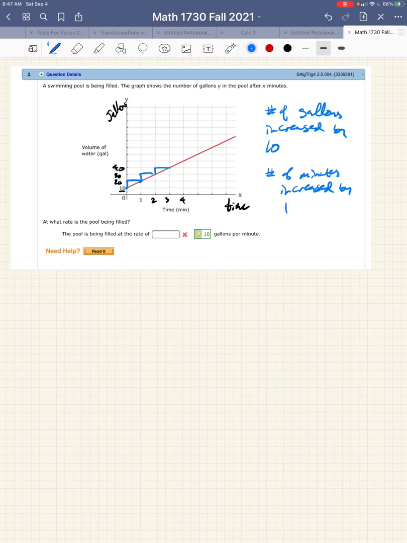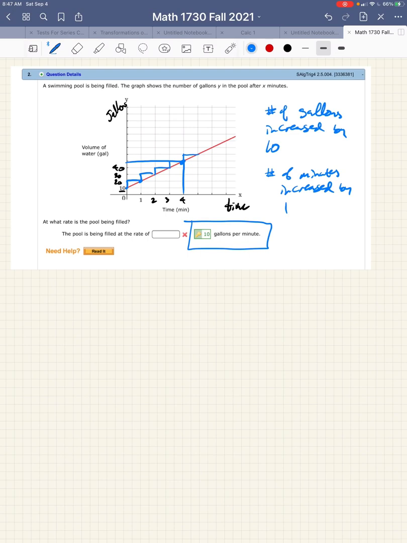when I go up by 10 and to the right by 1, I hit the graph again where it meets these grid lines. And each vertical grid line is 10 gallons and each horizontal grid line is 1 minute. So what's happening then is that I increase by 10 gallons and increase by 1 minute. So the pool is being filled at a rate of 10 gallons per minute.